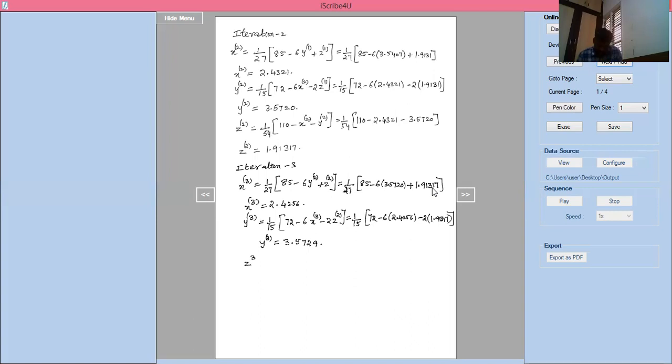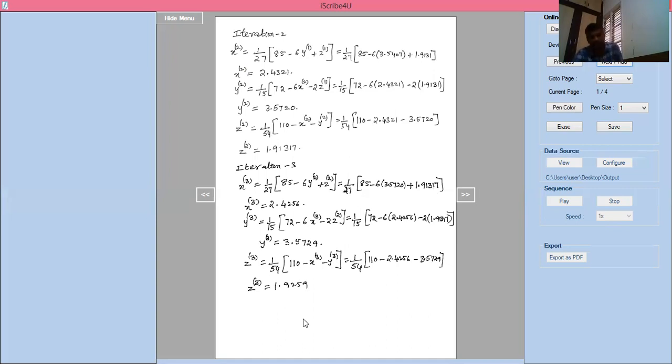Similarly, z of 3. So z of 3 is nothing but 1 by 54 into 110 minus x of 3 minus y of 3. The value of x of 3 is 2.4256, minus y of 3, which is 3.5729. We'll simplify this. You can use the calculator and simplify. You will get z of 3 equal to 1.9259.